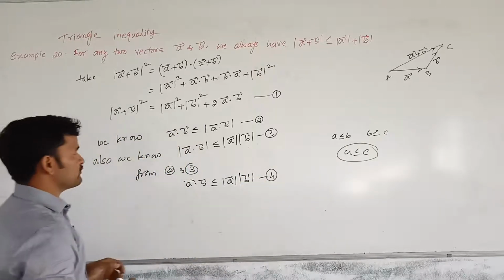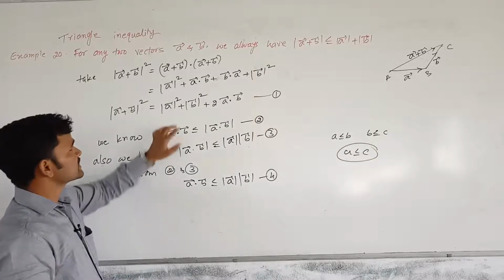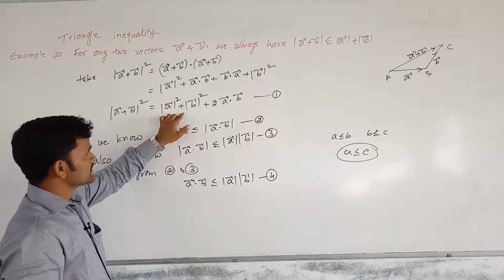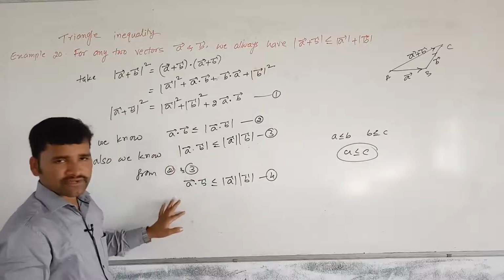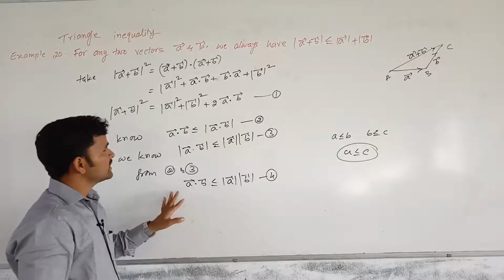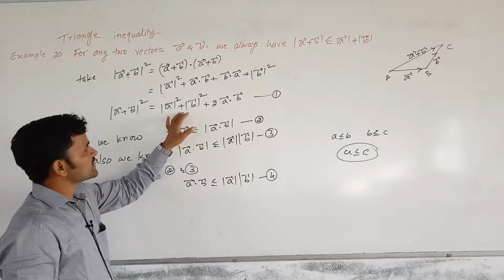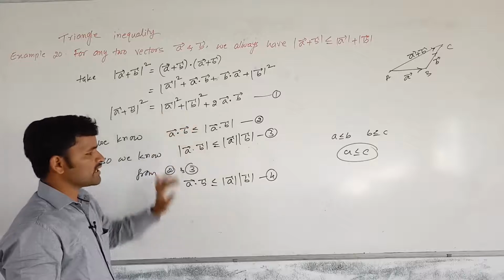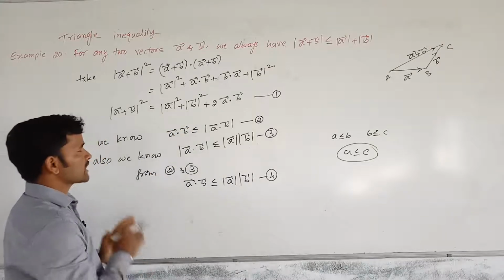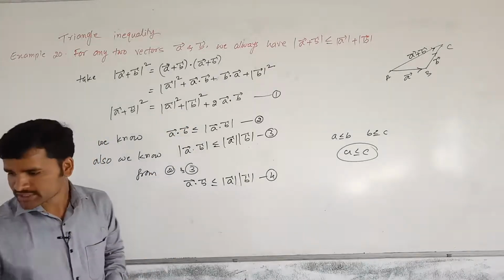Now you observe 1 and 4. Whatever is there in the right hand side of equation 1, let me have here also. For that, we will multiply by 2 on both sides.